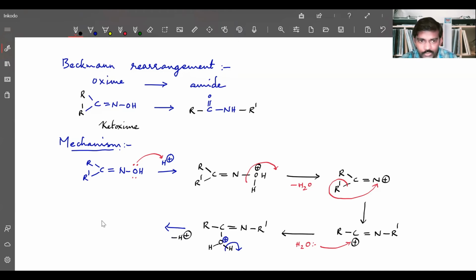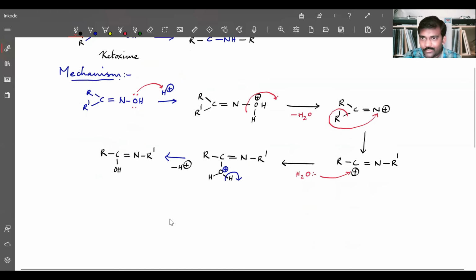After losing the H plus ion, we are getting OH on carbon, and here the double bond was there, and here R dash on nitrogen. And this is enol. We know whenever there is enol, it will go for tautomerism. So now we do the tautomerism here.